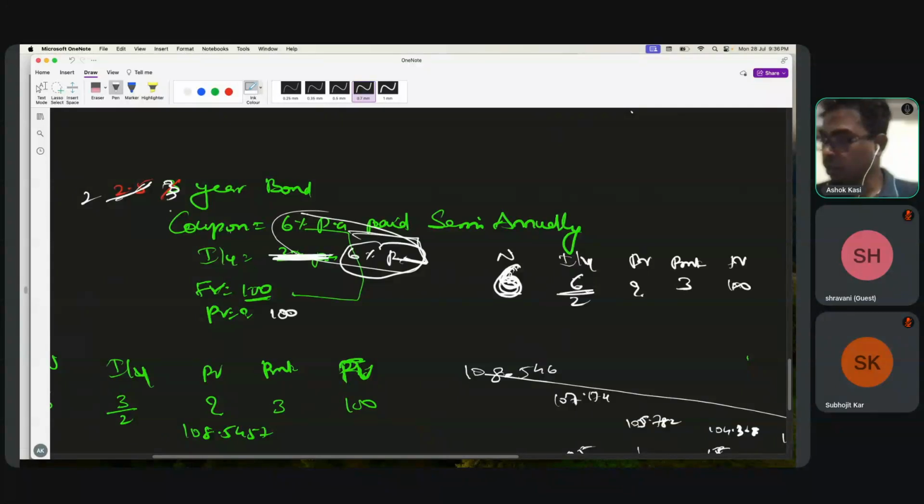100, right? Now after 6 months, it will be 5.5. Now you calculate again, it will come to 100. Okay, you change this to now 5. It will come to 100, because as long as coupon and IY are matching, maturity doesn't matter. It will be trading at par only. Is it coming to 100 again? Yes, sir.